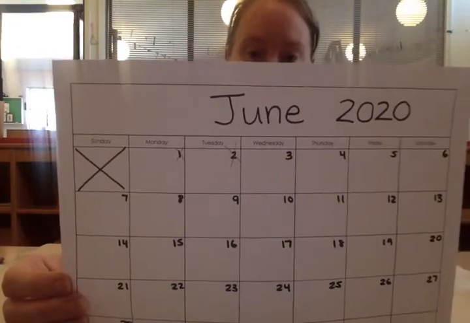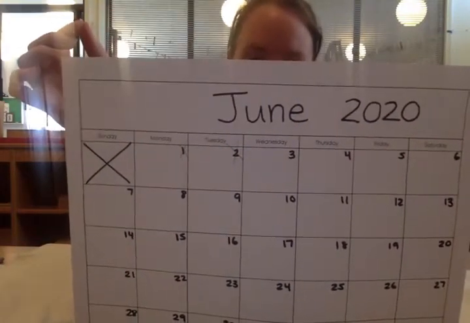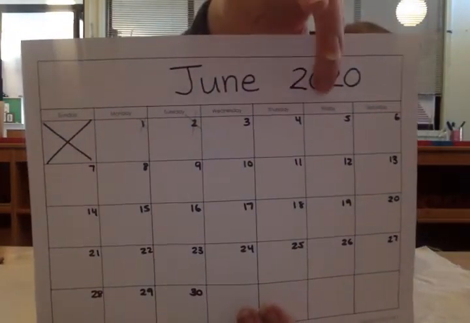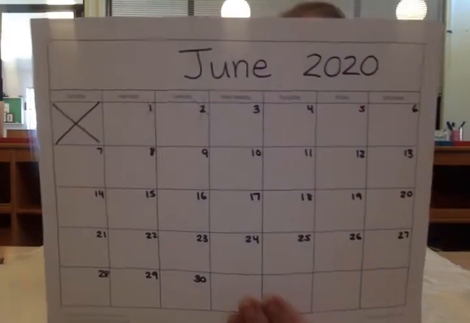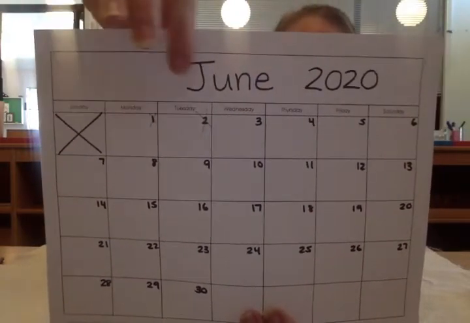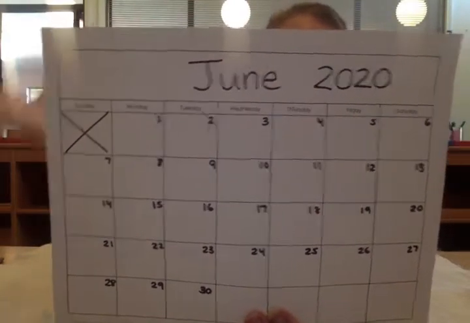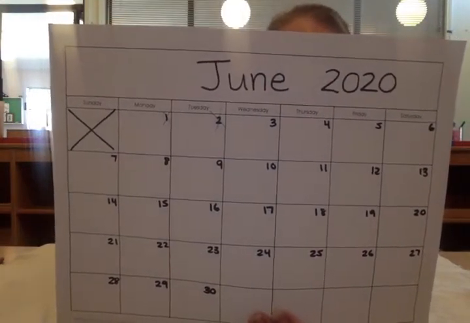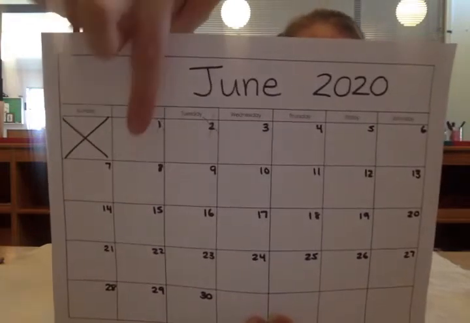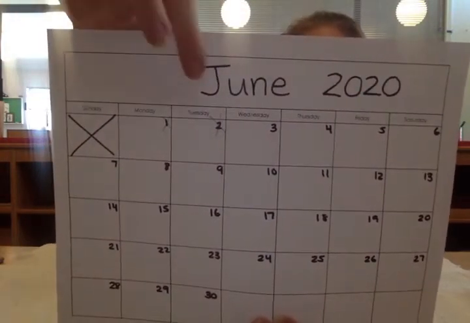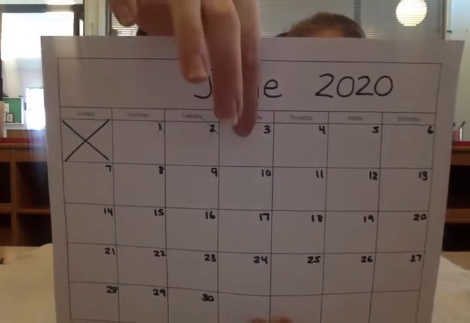Okay, you ready? Today is Wednesday. Let's start with the days of the week. Sunday, Monday, Tuesday, Wednesday, Thursday, Friday, Saturday, and let's begin again. Sunday, Monday, Tuesday, what comes after Tuesday? Wednesday. Okay, so let's count our numbers. 1, 2, and today is 3. Today's Wednesday, June 3rd, 2020.